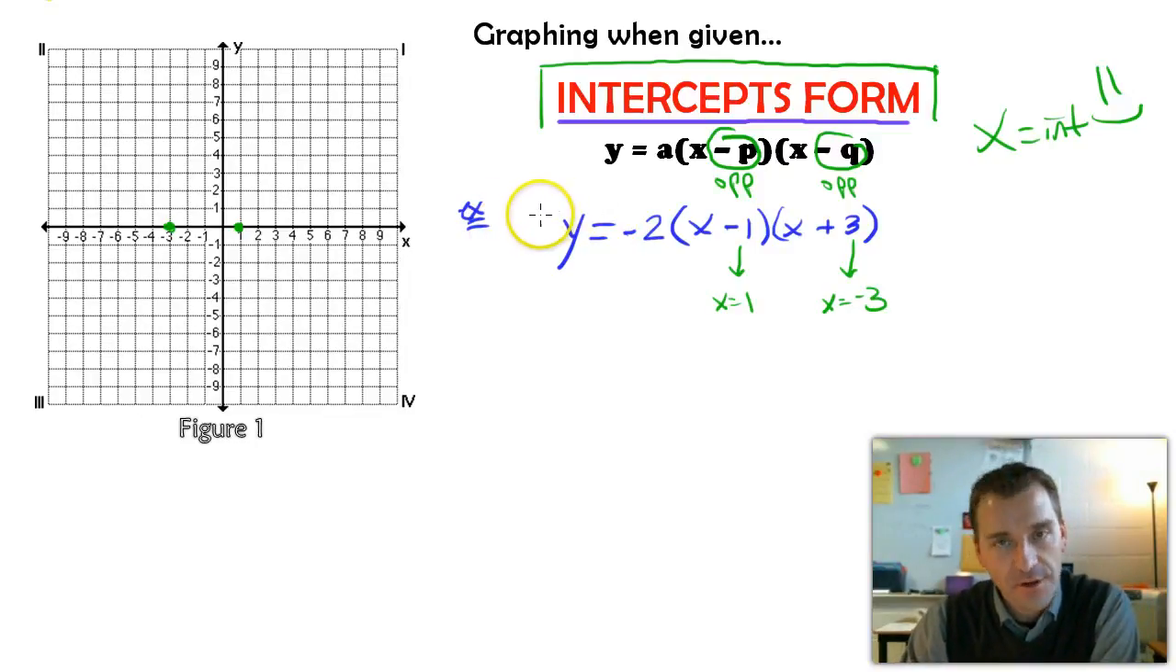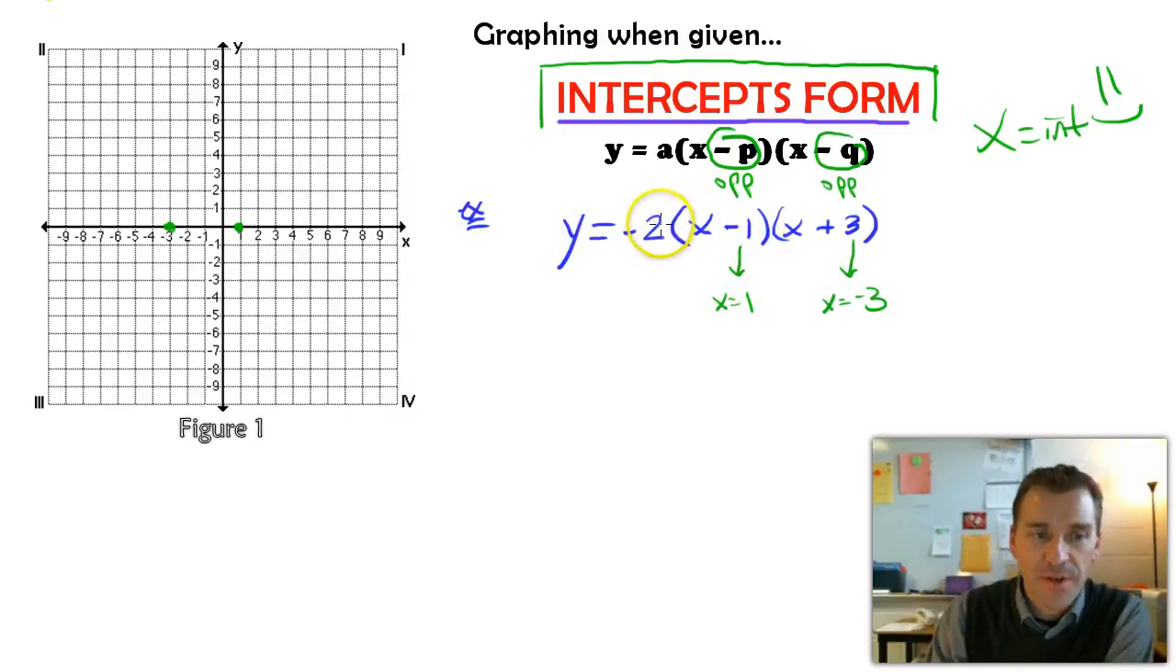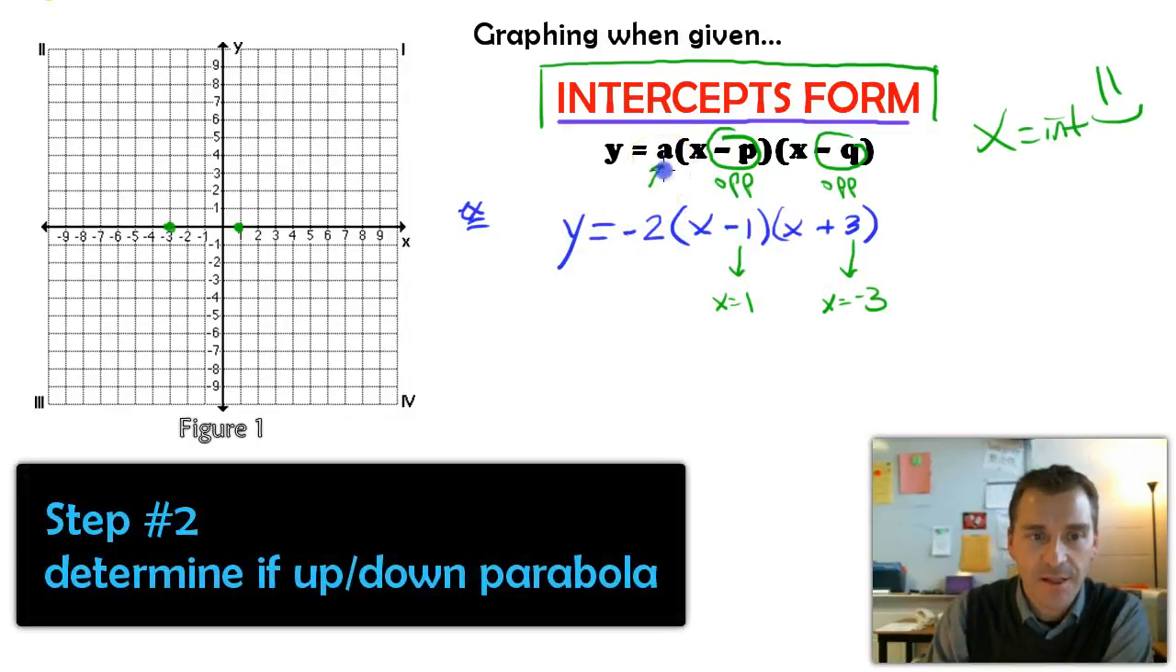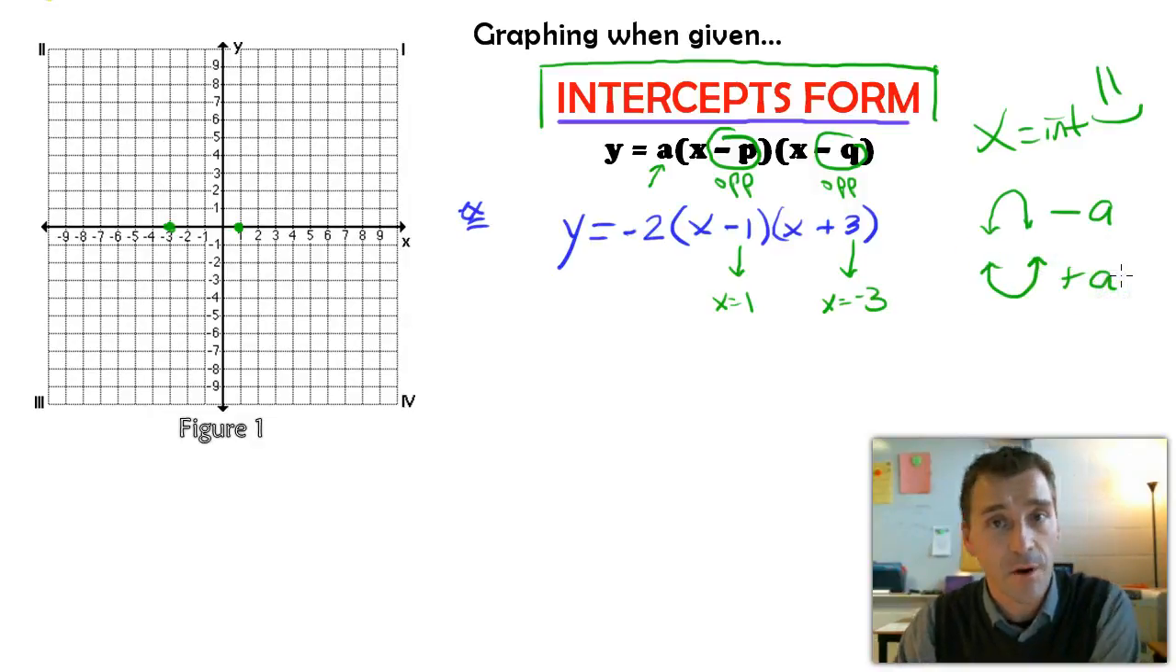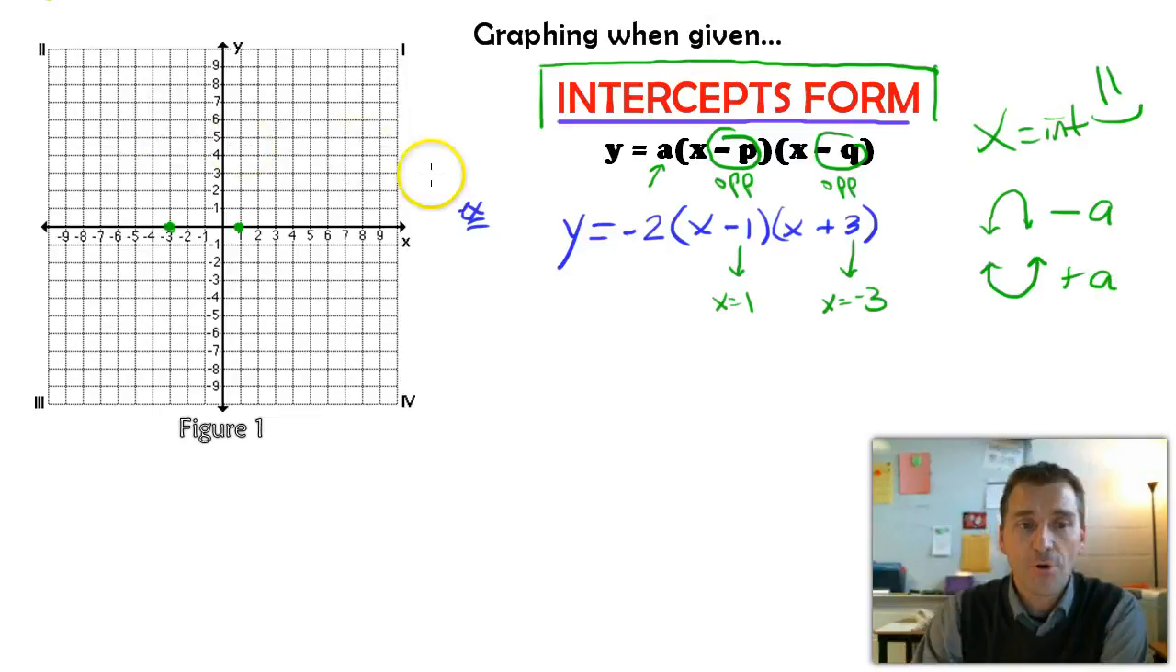Now, here's the deal. You can look at this and determine that my A value over here is exactly like it was in the vertex form. If my A value is negative, then by golly, this thing is going to be going down. If I have a positive A value, then you know the U shape is going to be going up. That's going to be consistent amongst all the ones that we do. So you don't know exactly where it's going to bounce off of yet, but you at least know that the parabola is going to be going down.